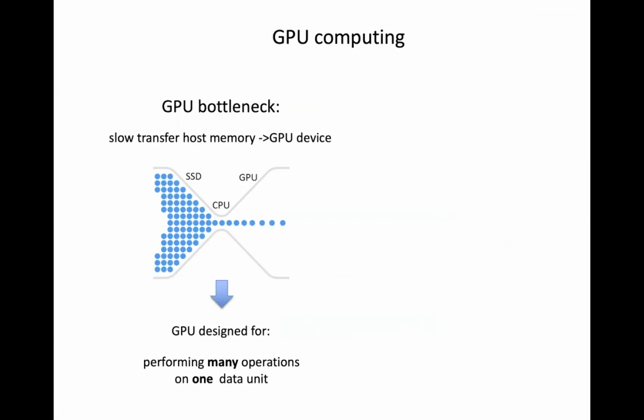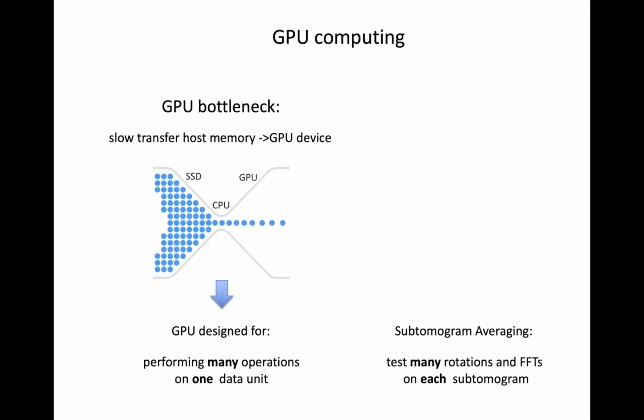the major constraint that GPU computing is imposing onto you is that the GPU is designed for performing many operations on one data unit. If you do it in any other way, you are going to suffer because transferring memory from the host to the device, to the GPU, takes a toll. So basically you want to put data in the memory of your device and then do a lot of things with this piece of data inside your GPU.